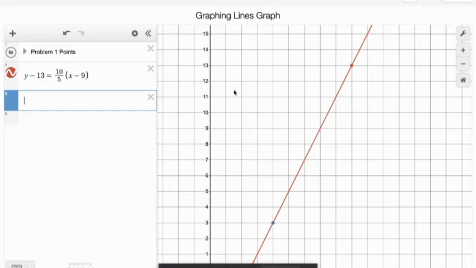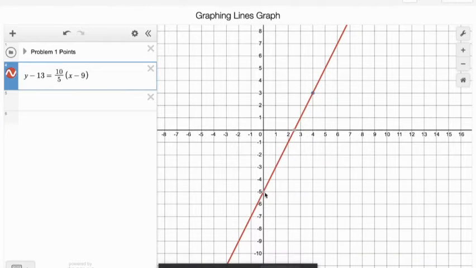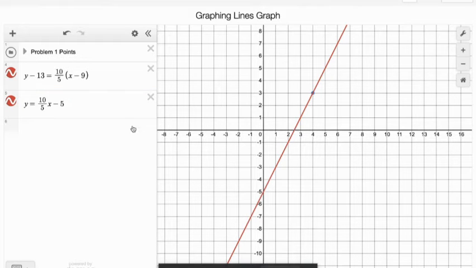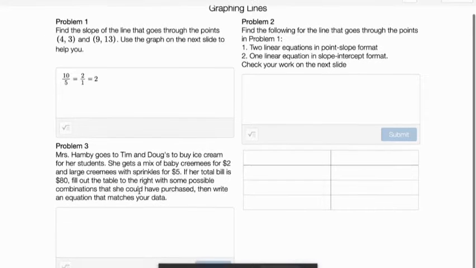If I'm thinking about slope intercept, now that I have my line, I can see that the y-intercept is down at -5. So I could type in y equals 10 over 5x minus 5, and once again, I get the same exact line. So point slope uses a point, while with slope intercept, I specifically have to find my y-intercept. All right, with that said, that would have been my answer to problem 2.